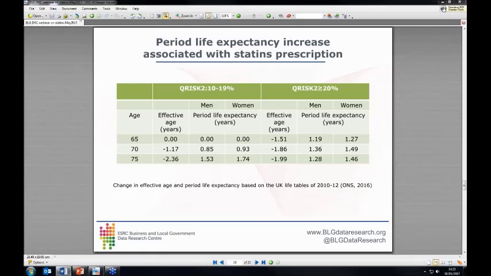The reduction in effective age results in an increase of life expectancy of 0.85 years for men and of 0.93 years for women. In general, people with a cardiac risk of 10% or greater at age 70 or 75 would on average live 1 to 2 years longer if they were on statin prescription by those ages.